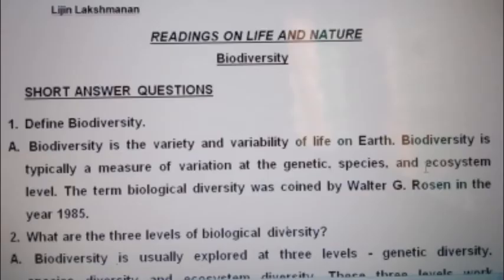Short answer questions. The first one is, define biodiversity. Answer. Biodiversity is the variety and the variability of life on Earth. Biodiversity is typically a measure of variation at the genetic, species, and ecosystem level. The term biological diversity was coined by Walter J. Rosen in the year 1985.